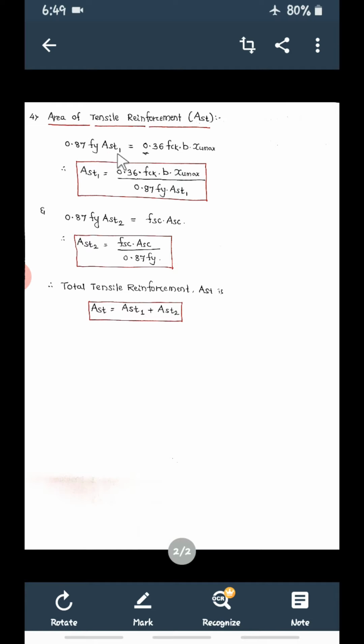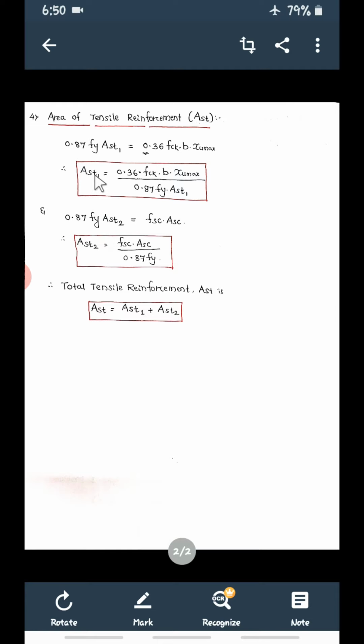So what do we want? We want AST1 first. So AST1 is equal to 0.36 FCK B into XU max divided by 0.87 Fy. Don't consider the other AST; only this. Then the total AST is AST1 plus AST2. How will we find AST2? Again the same: 0.87 Fy AST2 is equal to the force in the steel, FSC into ASC. So AST2 is equal to FSC into ASC divided by 0.87 Fy.